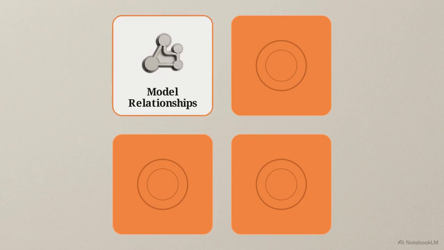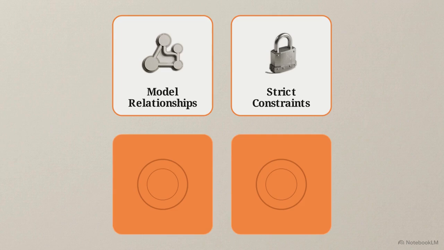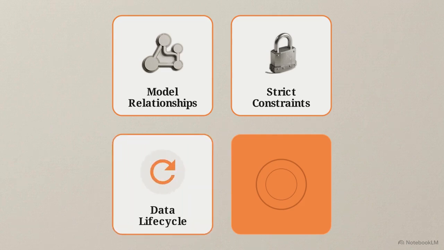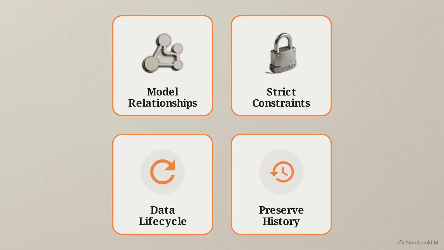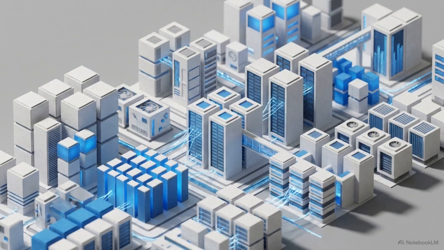When designing a database, follow these rules. Model real relationships. Use clear names and strict constraints. Plan for the data's lifecycle, and preserve history where it matters. Investing in deliberate, strict database design upfront guarantees your software remains queryable, maintainable, and safe as it grows.